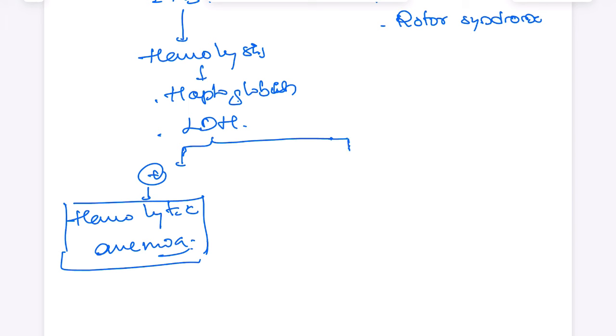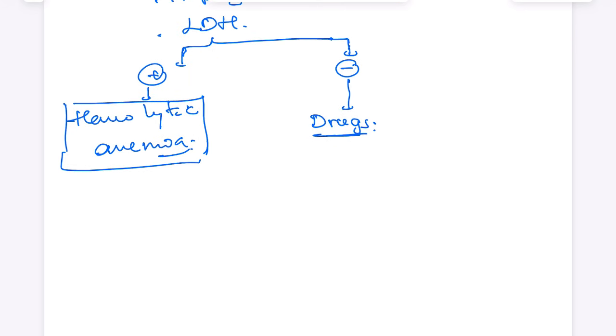Next, when signs of hemolysis are absent, the next thing that you have to consider is drugs. You have to rule out history of drugs. What are the drugs known to cause indirect hyperbilirubinemia? The mechanism of drug-induced indirect hyperbilirubinemia is drugs which interfere in the uptake of unconjugated bilirubin by the liver cells. What are those drugs? Rifampicin and probenecid. These are the known drugs which cause impaired uptake and cause indirect hyperbilirubinemia.